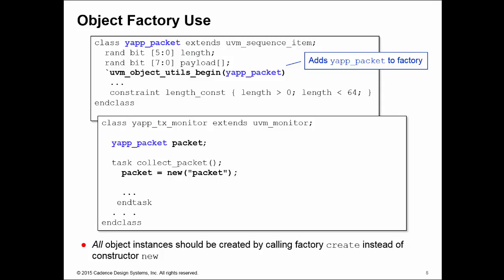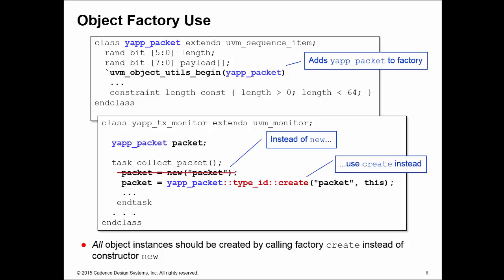So here's my YAP packet up here at the top, my data item, and I'm registering this with the factory through the object utility macro. And now in my monitor, my UVC monitor down here that uses my YAP packet, I would normally create an instance of the YAP packet by making a call to the constructor. But instead of that, what we're going to do is we're going to create the instance instead by using the factory method.